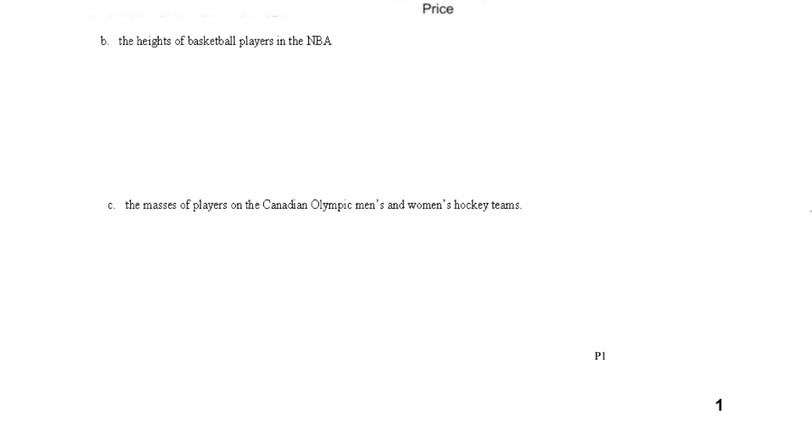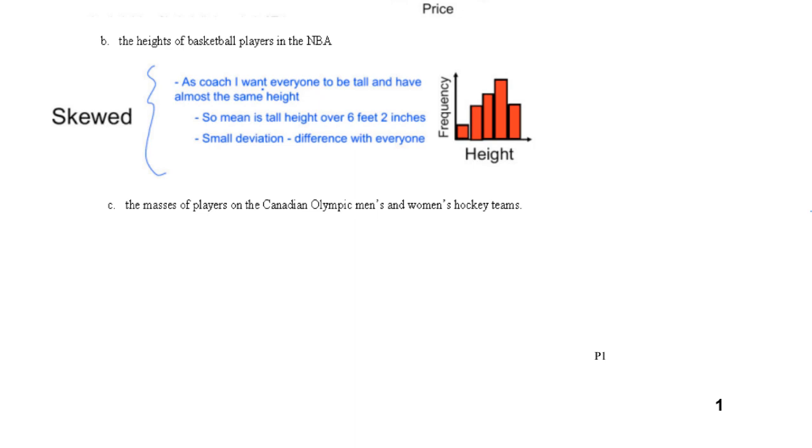And that's compared to the normal population. So this is probably skewed. If you think about it, more of the people in the NBA are going to be taller. And as a coach, in order to be successful in the NBA, you kind of want most of the people being a lot taller than the average person, right? So that means there's going to be very few people that are very short, right? But then there's going to be a lot more people that are very tall, and a lot of them are very close to being the same height.